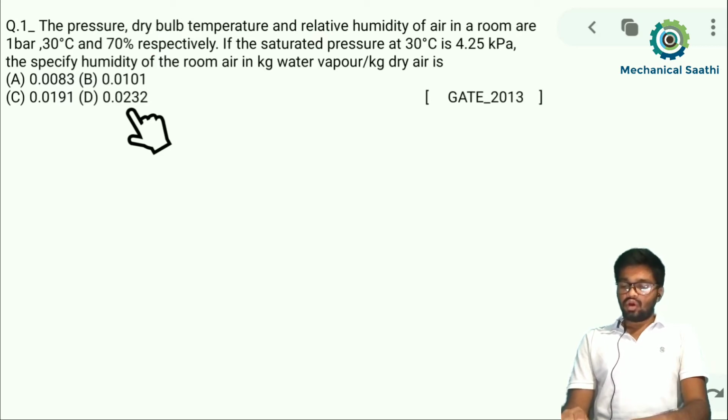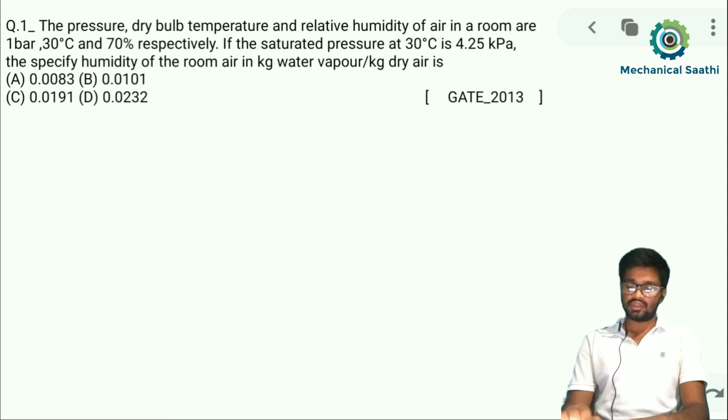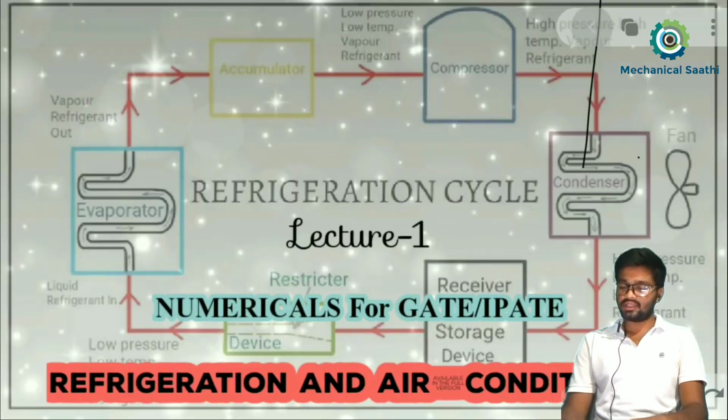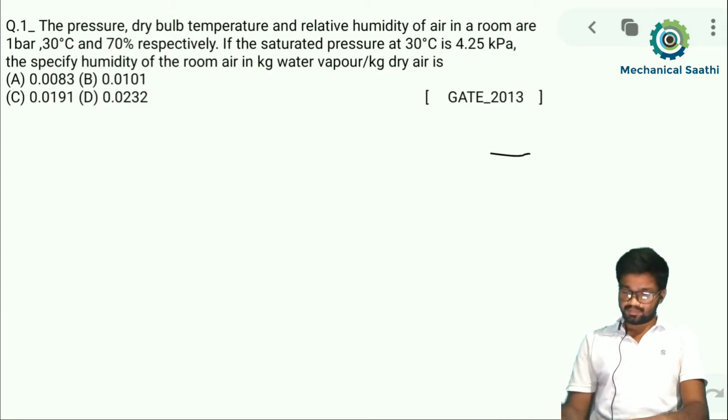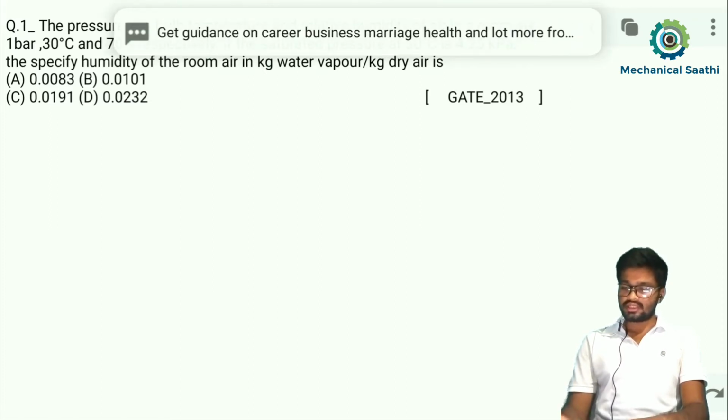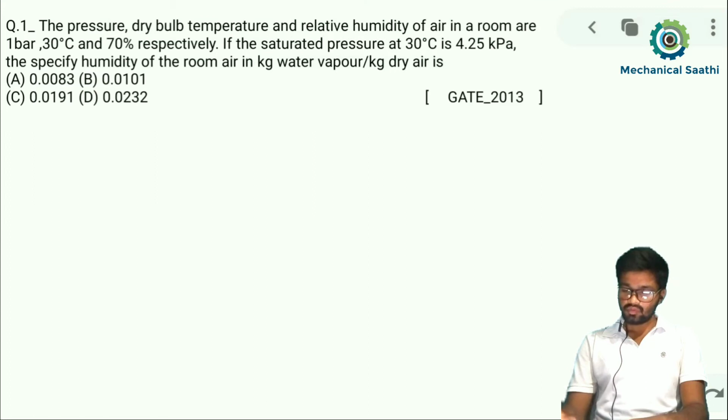So basically in this question it is asking to find out the specific humidity of that room. Let us try to find out that. There is a basic formula to find out the specific humidity of the air of the room. It was asked in GATE 2013.